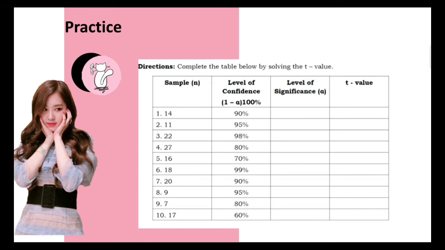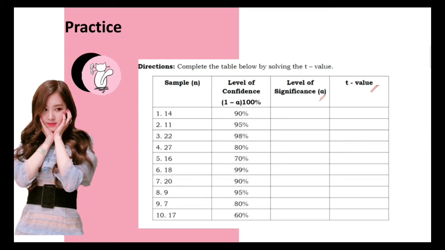Ngayon, mga anak, let us try to practice how to determine the t-value using the t-table. So, we have here a table. Ang given sa atin ay the number of sample. So, ito yung ating sample size. We have the level of confidence and we have to determine the level of significance and then the t-value. Now, let us answer number 1.